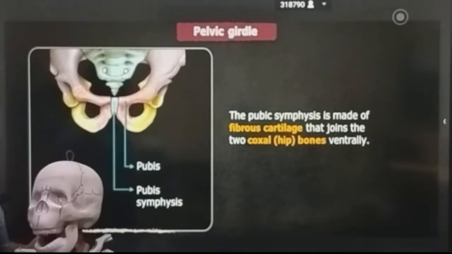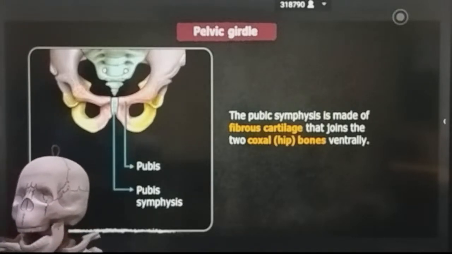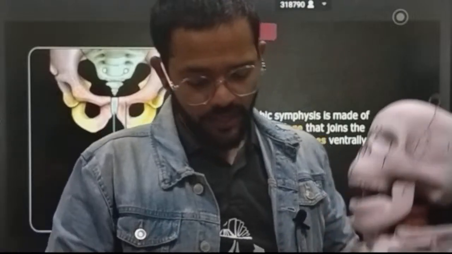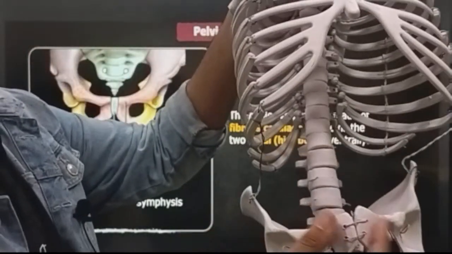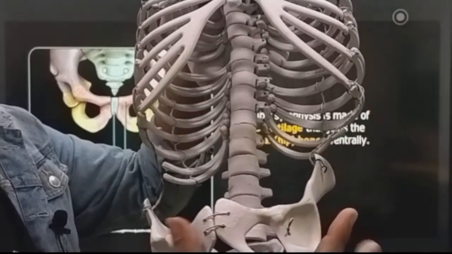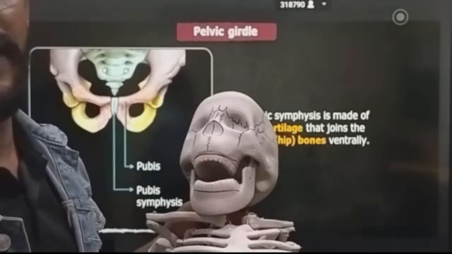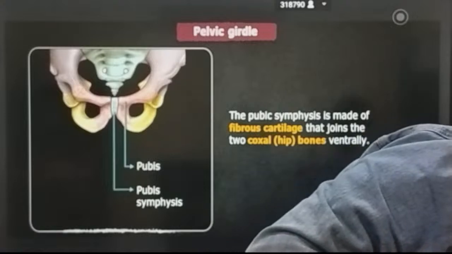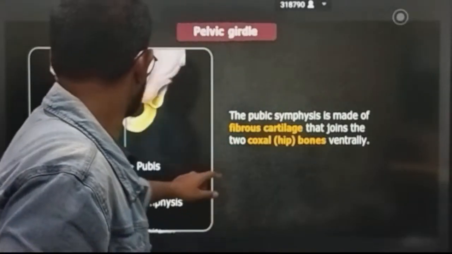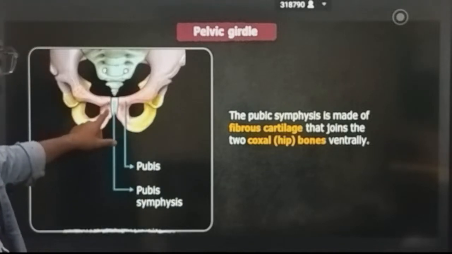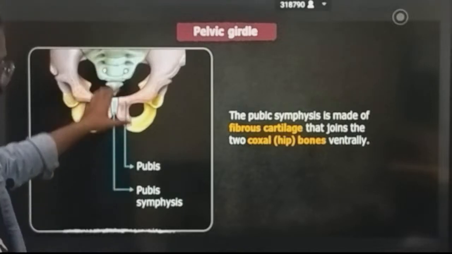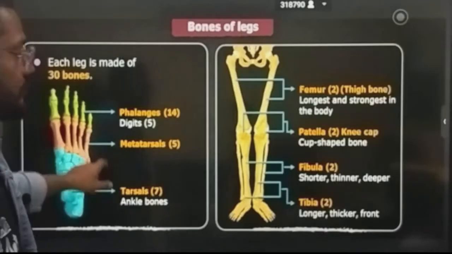The pubic symphysis is made up of fibrous cartilage that joins the two coxal hip bones ventrally. Ventrally means this side. So this part has your fibrous joint, and this fibrous joint joins these two hip bones together. This is the pubic symphysis, the joint which joins both your hip bones, and it is a type of fibrous joint.